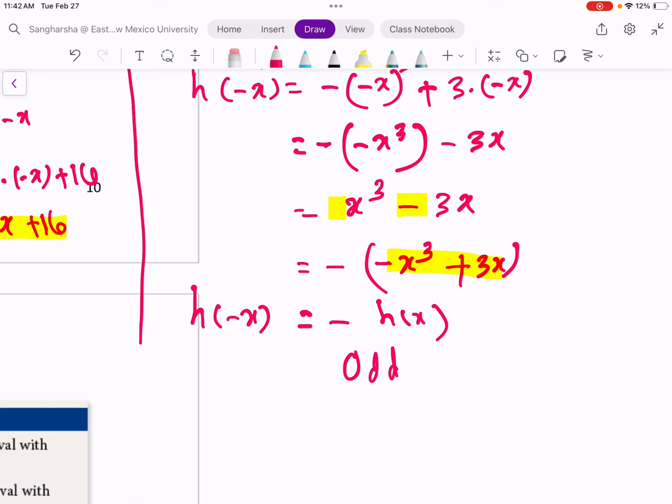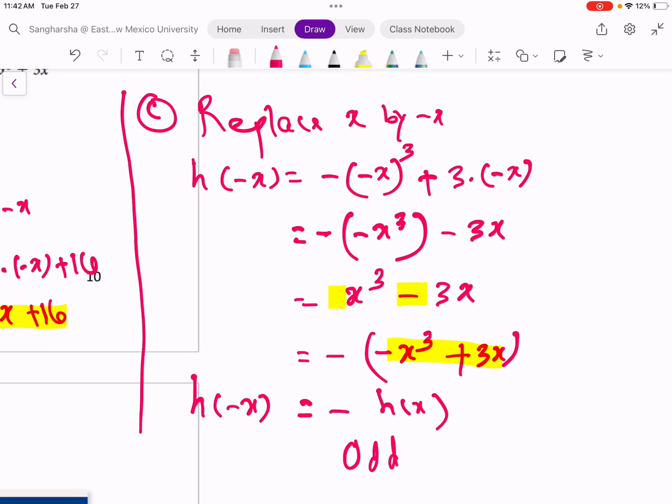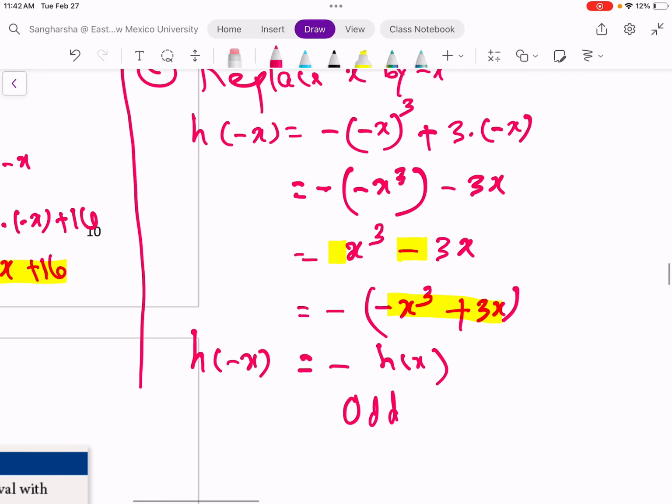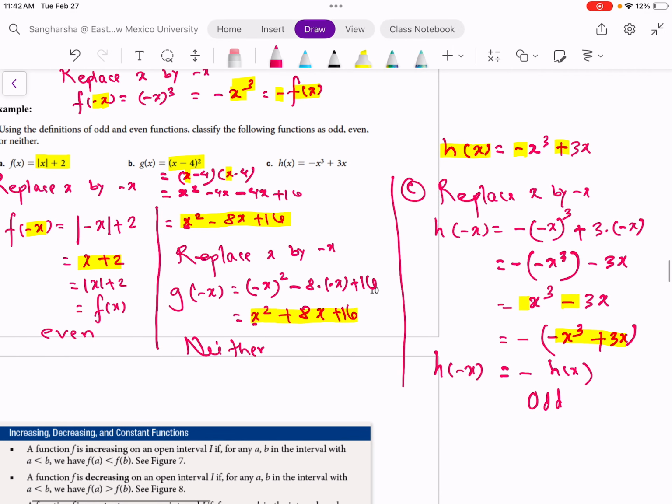If we get exactly the same thing, it's even. If the sign is exactly opposite for every term, you can factor out a negative, and your function is an odd function. That's the easiest way. If you get the same function, it's even. If the terms have exactly opposite signs, then it is an odd function. Even function means it's symmetric with respect to the y-axis, meaning the graph is divided into exactly two halves by the y-axis. And odd means the function is symmetric with respect to the origin.